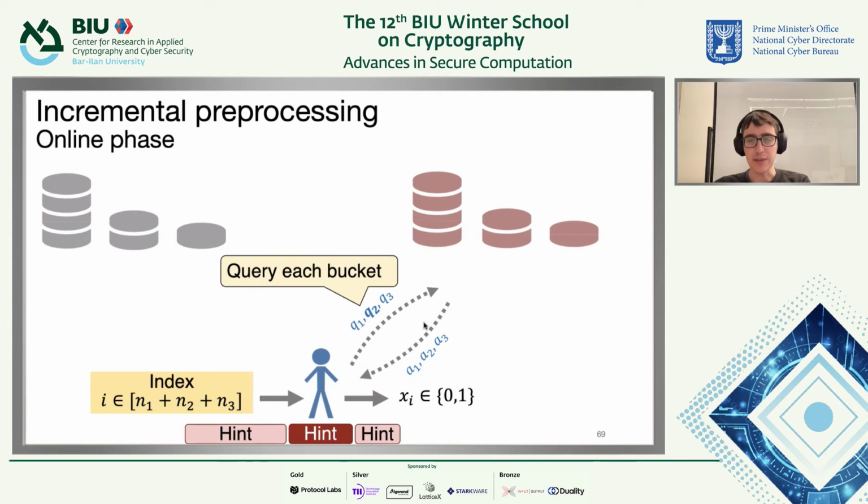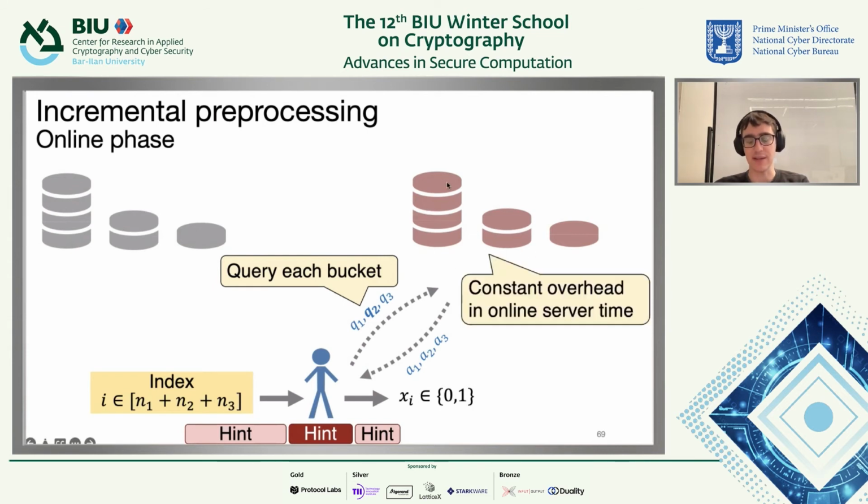And here, because the sizes of the buckets are exponentially decreasing, if you do the math, it turns out that the overhead you get from having those log n buckets is only a multiplicative constant, because the sizes are decreasing. And so we pay only a multiplicative constant in the online server time by allowing updates, as compared to just the static database case which we started with.